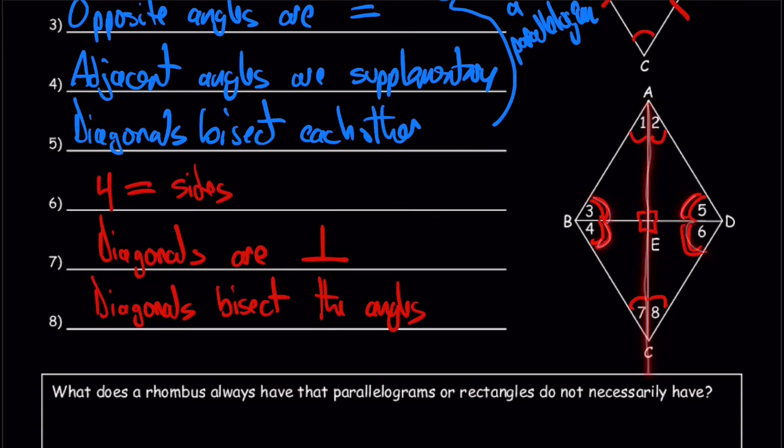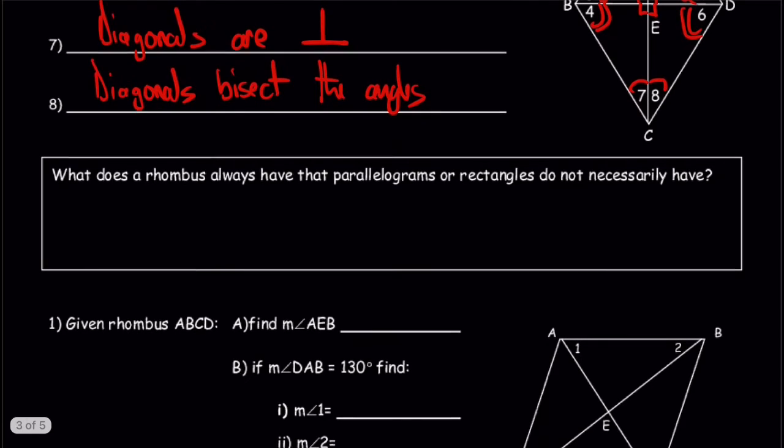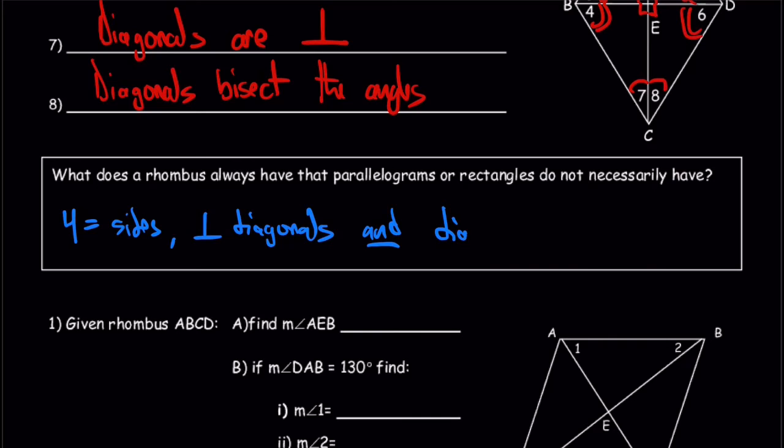Those and those. So that's what makes a rhombus really easy to work with. So what does a rhombus always have that parallelograms or rectangles do not necessarily have? Four equal sides, perpendicular diagonals, and the diagonals bisect the angles. Okay. So we're adding those three very important properties to a rhombus.